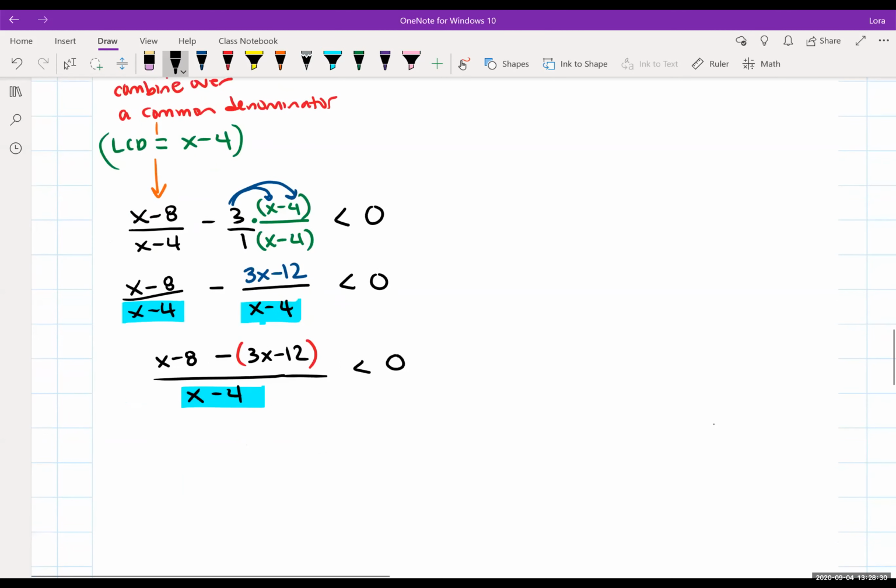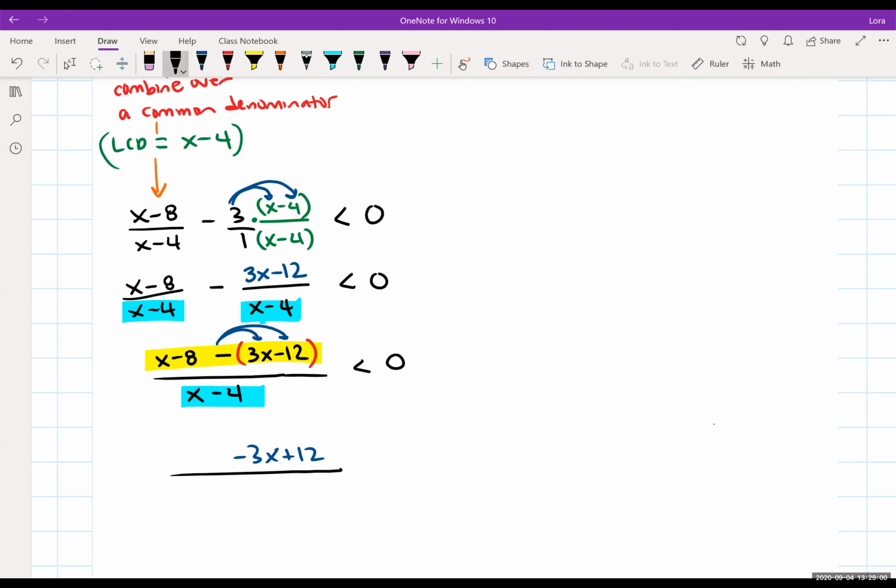So now we actually have a single fraction being compared to 0, but in order for us to find the boundary points, the work now relies on you being able to simplify the numerator. So in order to simplify this numerator, the first thing we would do for ourselves is try to distribute to get rid of the parentheses. So we're distributing this negative sign. So that is going to leave us with negative 3x plus 12.